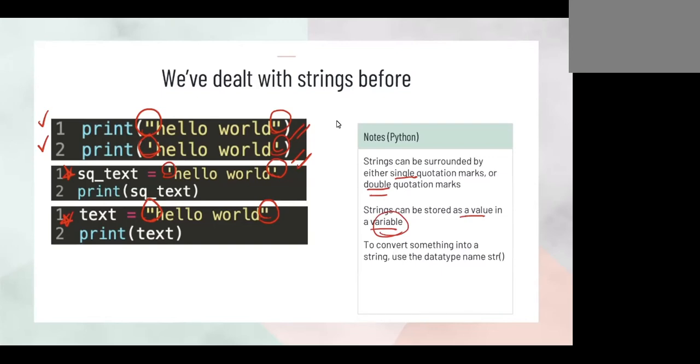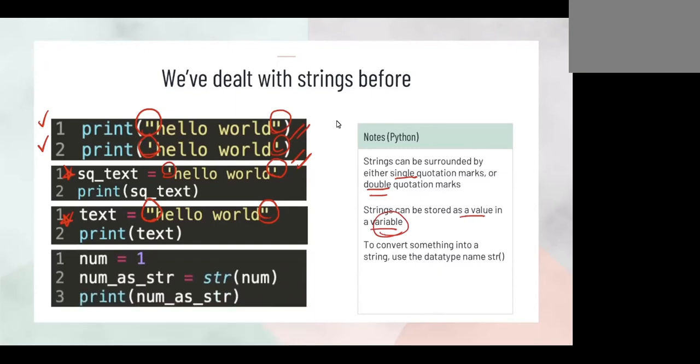Also, we talked about how to convert something into a string. For example, we have a number 1 right here. We have the number 1, but if we want to convert it into a string, instead of using it as an integer value, we could just use our function str. Whatever we put inside of those parentheses will be converted into a string. So rather than it being printed as a number, it'll be printed as a string. So this should all be reviewed. We've covered this in previous weeks of AP Computer Science Principles.